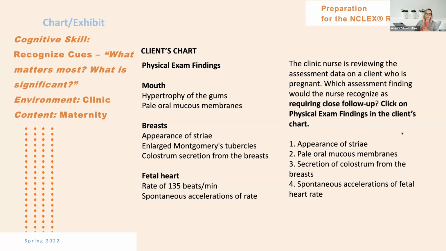So the answer is going to be option number 2, which majority of you guys went with. So that's good. Pale oral mucous membranes could be a finding consistent with anemia and would need to be followed up on. The other things are normal findings in pregnancy, normal and or reassuring.